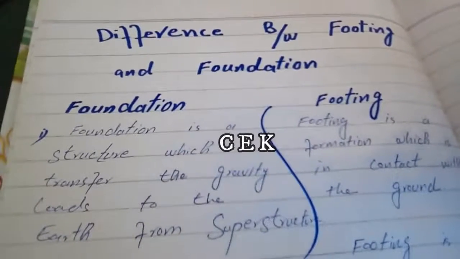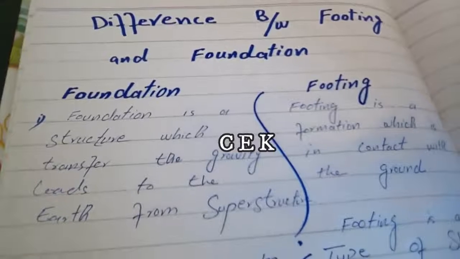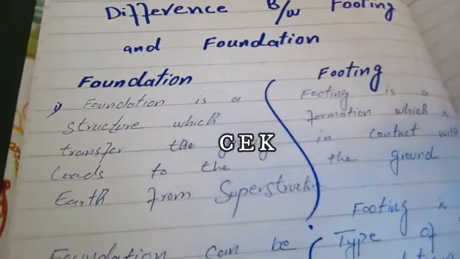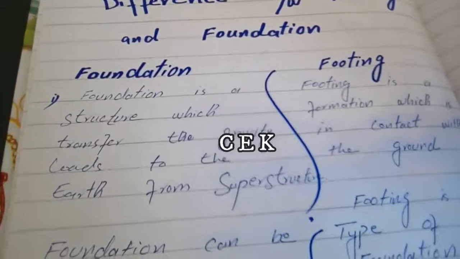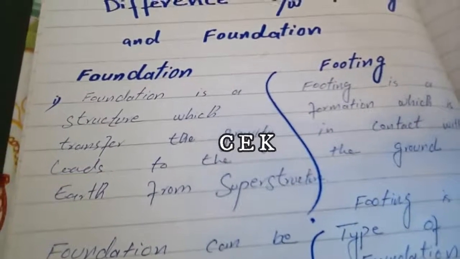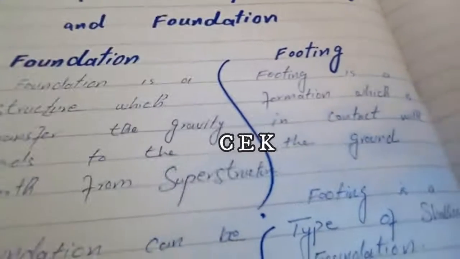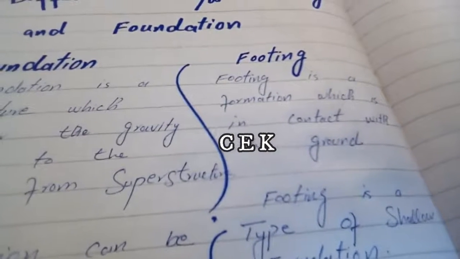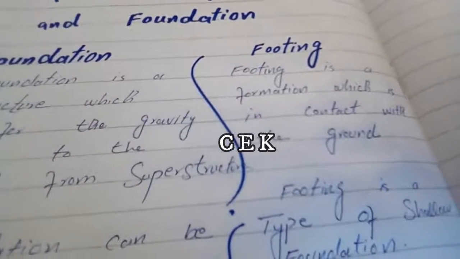What is the difference between foundation and footing? What is a foundation? Foundation is a structure which transfers the gravity loads to the earth from the superstructure. Footing is a formation which is in contact with the ground.